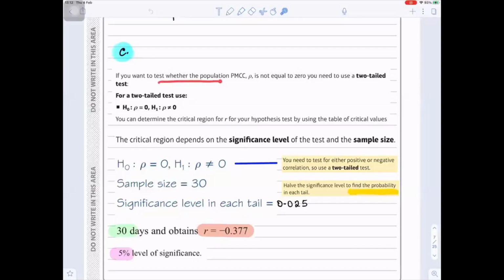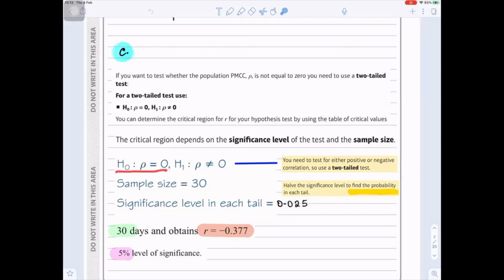If you want to test whether the population product moment correlation coefficient, rho, is not equal to 0, you need to use a two-tailed test. For a two-tailed test, use null hypothesis rho equals 0 and alternative hypothesis rho not equal to 0. And then you can determine the critical region for r for your hypothesis test by using the table of critical values. The critical region depends on the significance level of the test and the sample size.